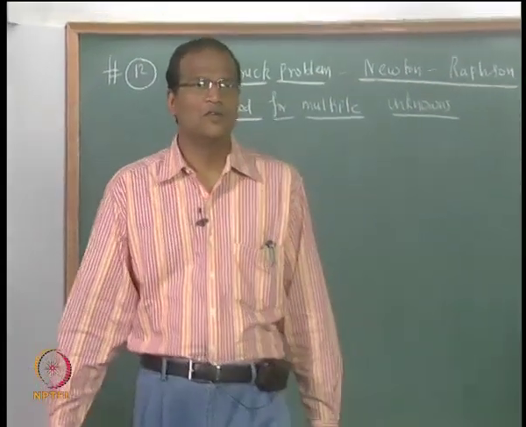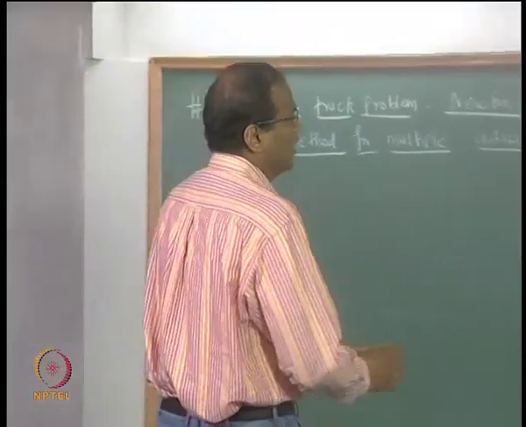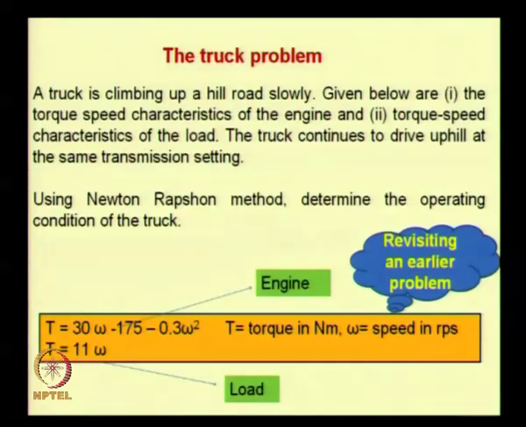Okay. So for the sake of completeness we will go through the problem again. A truck is climbing up a hill road very slowly. Given below are the characteristics, that is the torque speed characteristics of the engine and the torque speed characteristics of the load. The truck continues to drive uphill at the same transmission setting, so it is in the second gear or third gear or whatever. So using Newton-Raphson method determine the operating condition of the truck.